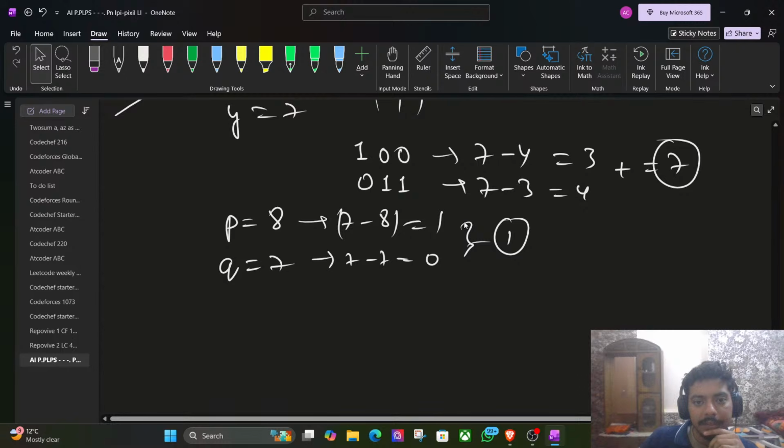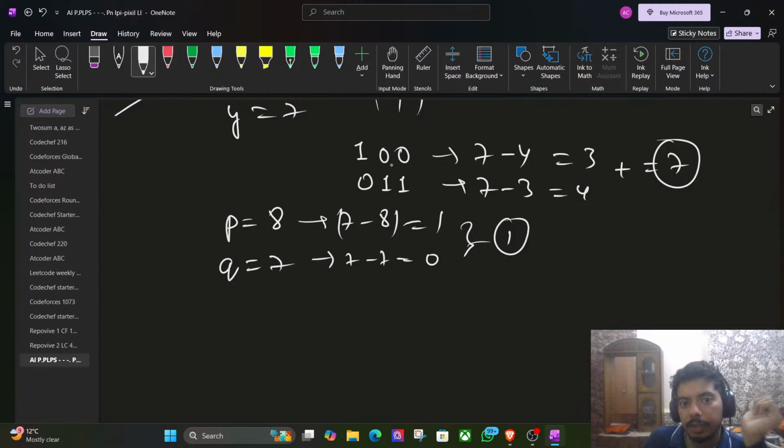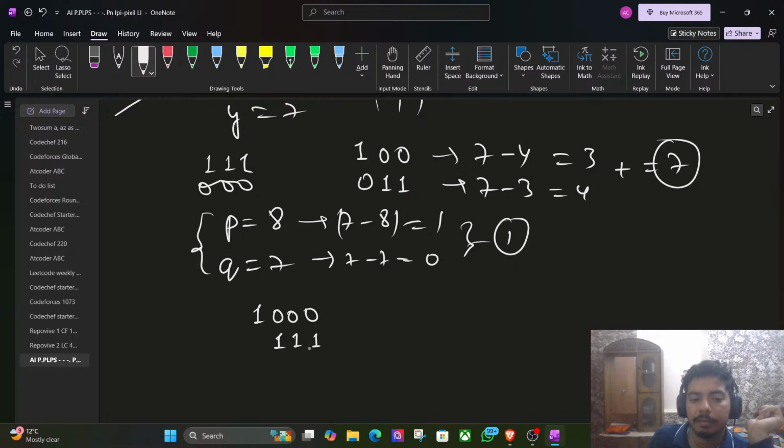Correct. You can do a much better thing here by taking 111 and 000, and this will give you an answer of 7 again for case 1, which we talked about. But now to do this, what can we do? I am taking p as 8, which means 1000, and q was 7, so 111. And vice versa is also possible, so you need to take care of that.